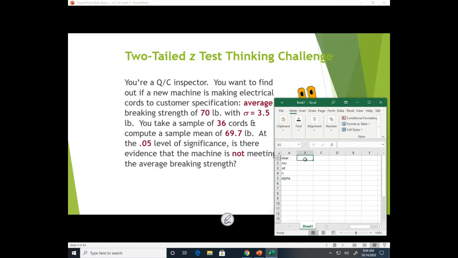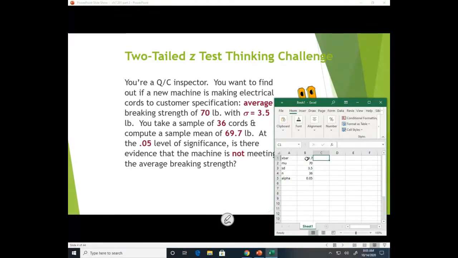Our x-bar was 69.7, that's the sample mean. Our mu, we believe 70 is the true population mean for the breaking strength of this electrical cord. We have a standard deviation of 3.5, a sample size of 36, and we are interested in an alpha of 0.05, the most common one we use.